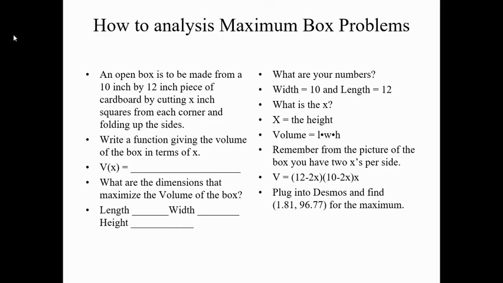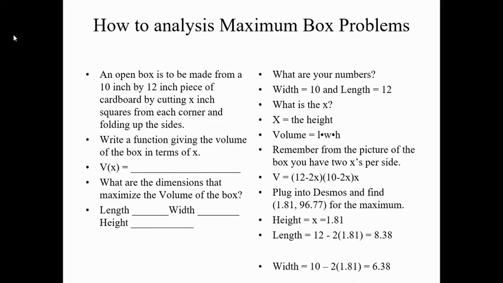All right, we can also find out what the length and the width and the height really is for this box. The height is given from your ordered pair, 1.81. The length would be your 12 minus 2 times 1.81, which is 8.38. And the width is 10 minus 2 times 1.81 equals 6.38. And so now you've answered all the questions from the problem.